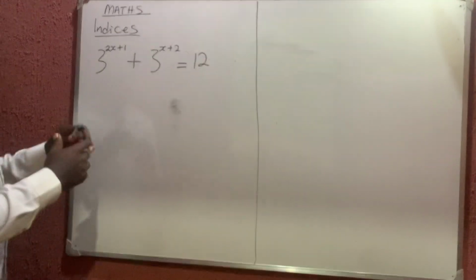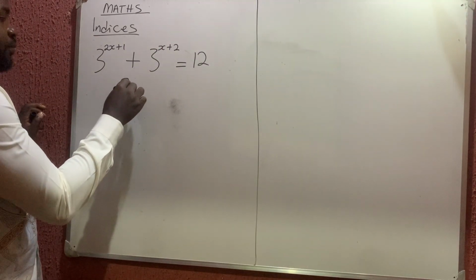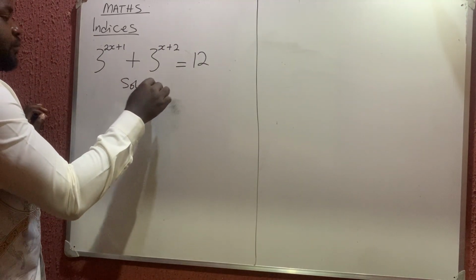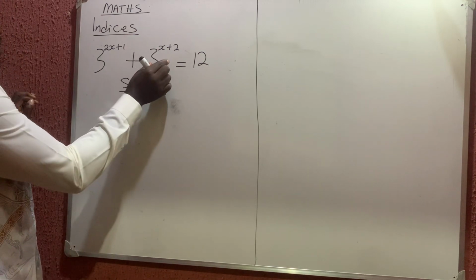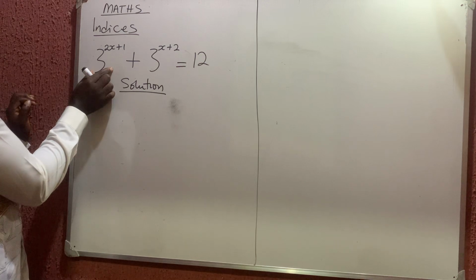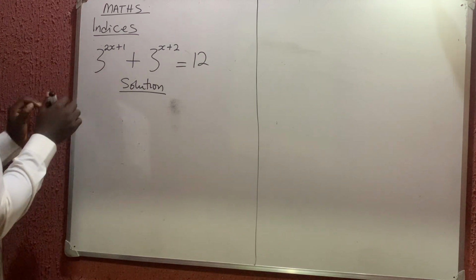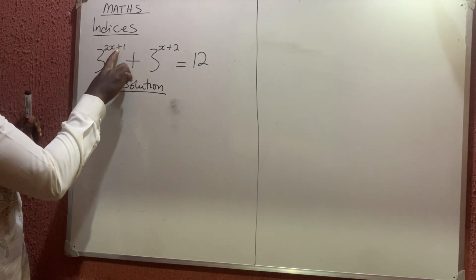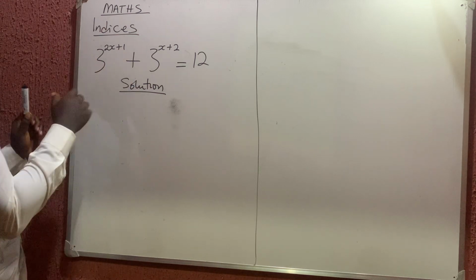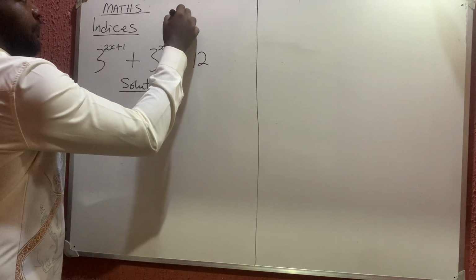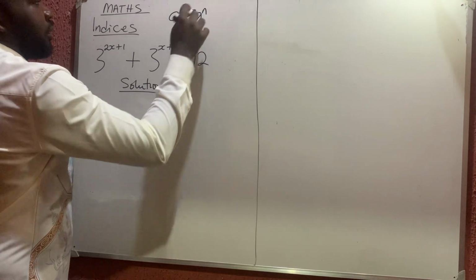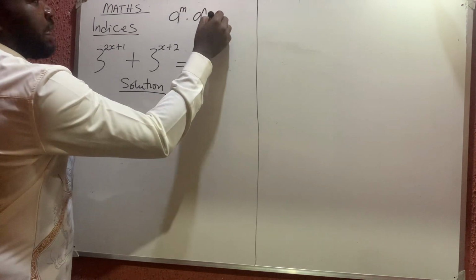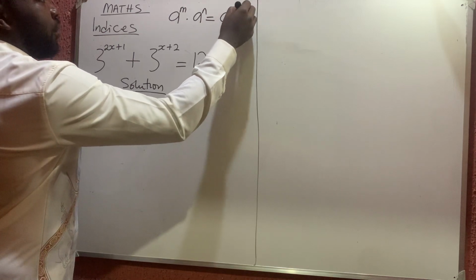Now, to solve this is very simple. We write solution. Now, what we try to do is that we try to make what is here to be exactly what is here. Now, in this context, you know that the reason we have plus here is because of multiplication. There is a law that says that if I have a raised to power m multiplying by a raised to power n, dot means multiplication, it is the same as a raised to power m plus n.